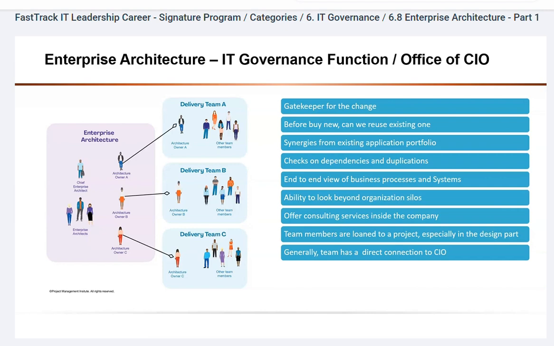Now, enterprise architecture has to go and research and gather the information and provide this to the delivery teams. And team members are loaned to a project. Even though they are part of an EA team, they can be temporarily assigned to a specific project, especially in the design part. And generally, the team has a direct connection to the CIO. So with this, you see the role of enterprise architecture is very critical, has a direct link to the CIO, and they ensure this strategic fit for the new applications and maintain the optimizing of the existing portfolio of applications.